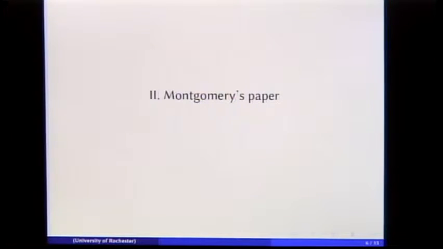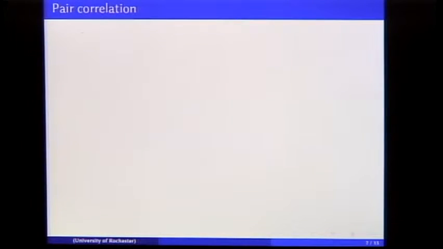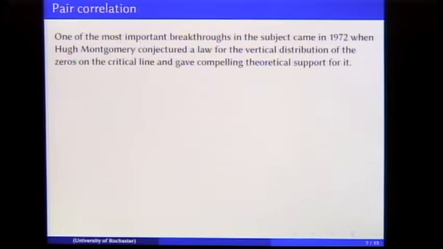Okay, so this brings us to Hugh Montgomery's paper in 1974, I believe it was, on pair correlation. And to my mind, just looking back historically, this paper was pivotal just as Riemann's was. Now, I'm not saying they're pivotal in the same way, or necessarily to the same degree. They're doing different kinds of things. But to my mind, this is a pivotal paper in the subject.